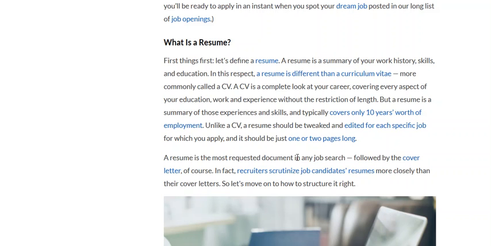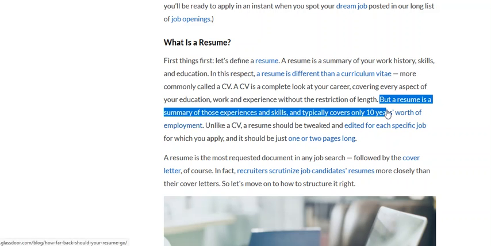What is that idea? Well, in my opinion, that idea is this sentence: a resume is a summary of experience and skills and covers 10 years worth of employment. So you can take that sentence, put it in your own words, and that will be the first sentence of your instructions, right? Because the user, imagine again, you're teaching somebody how to write a resume.